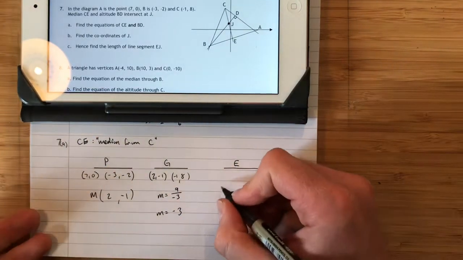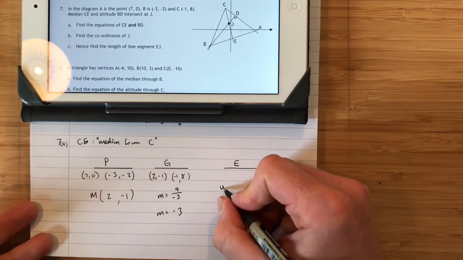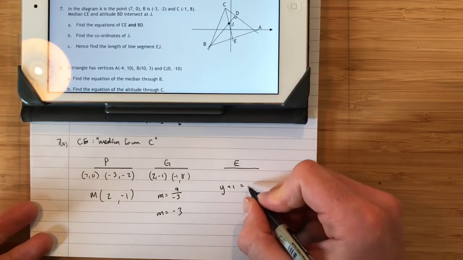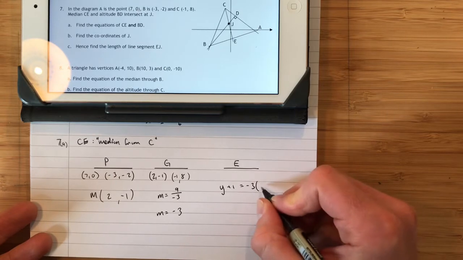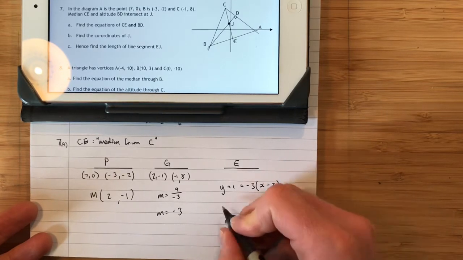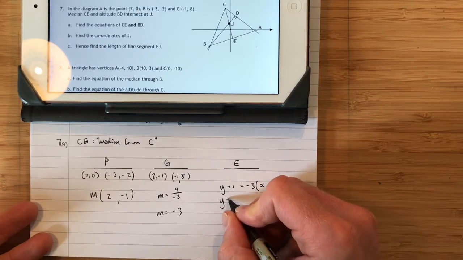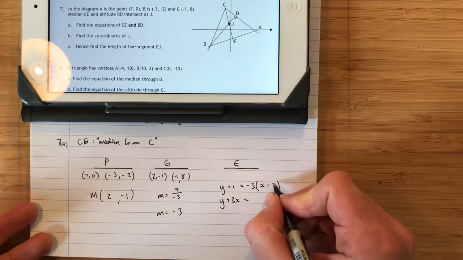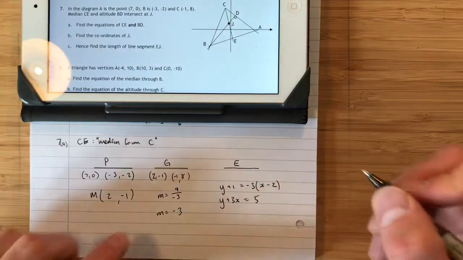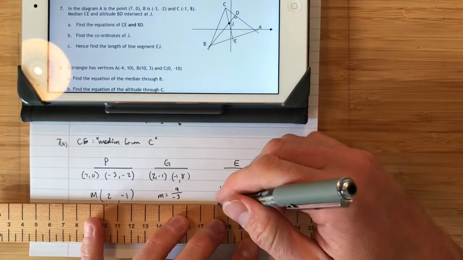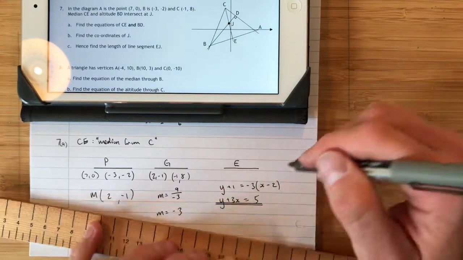So then my equation for my median, CE, will be y minus minus 1 is minus 3 times x minus 2, which will be y add 3x equals, that's going to be 6, take away 1 is 5. Y add 3x equals 5 is the equation of CE.